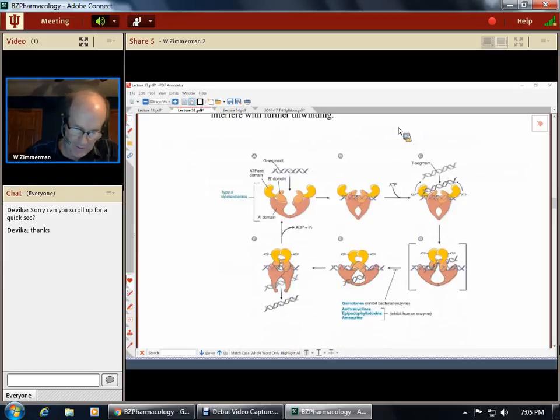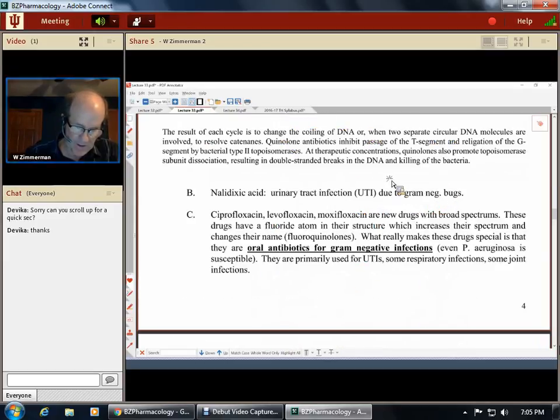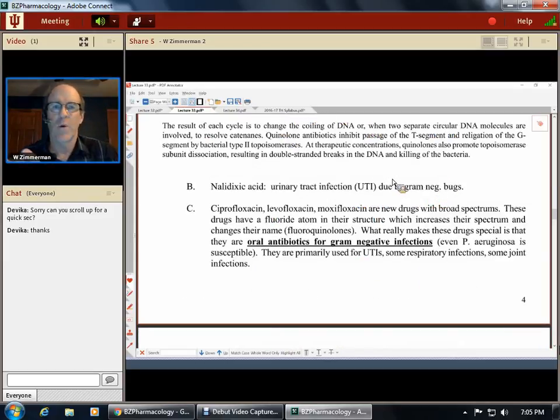Before I look at this, I just want to jump down. These are great drugs. Let's look at why. Nalidixic acid is an old one used for urinary tract infections, but Cipro, Levo, and Moxie are broad spectrums, and they have that fluoride atom in their structure. What makes them really great is that they're oral antibiotics for gram-negative infections. Even Pseudomonas is sometimes sensitive.